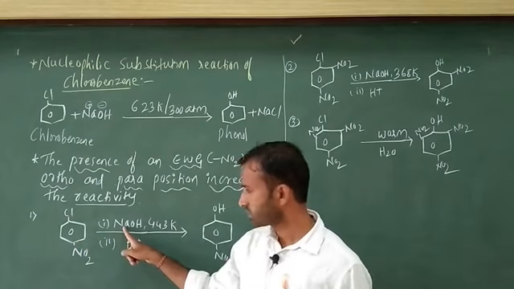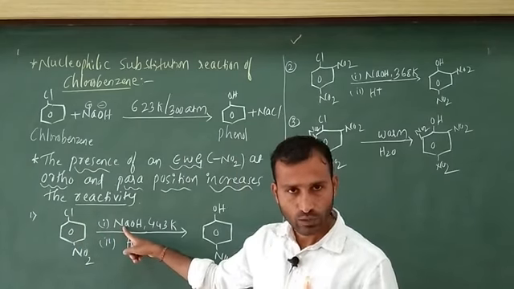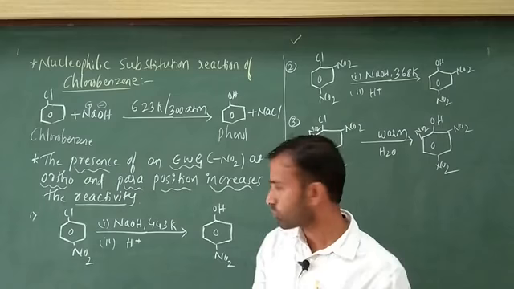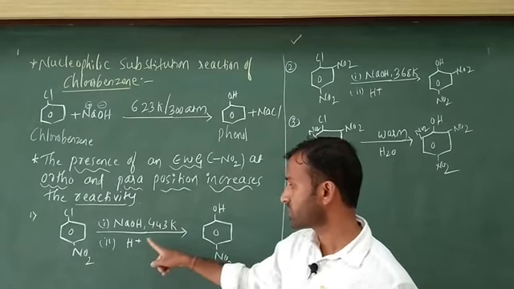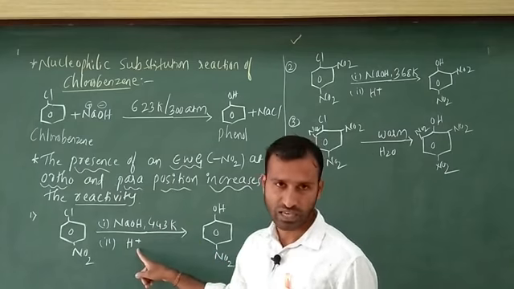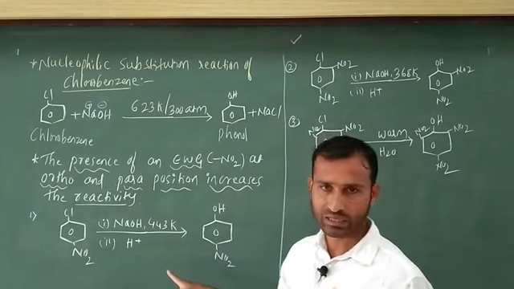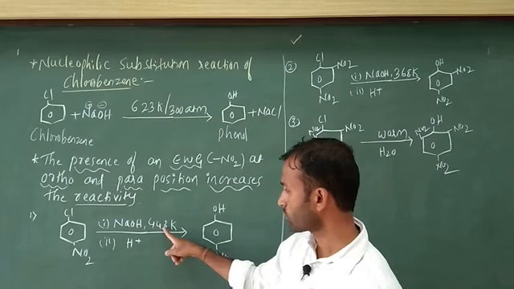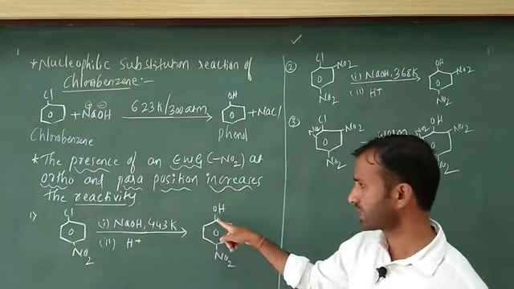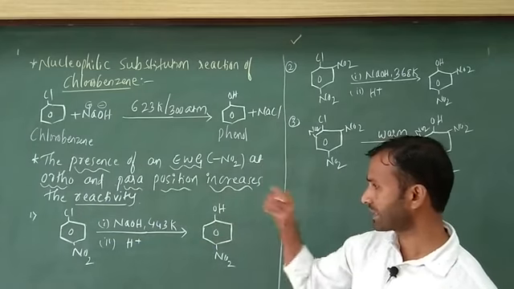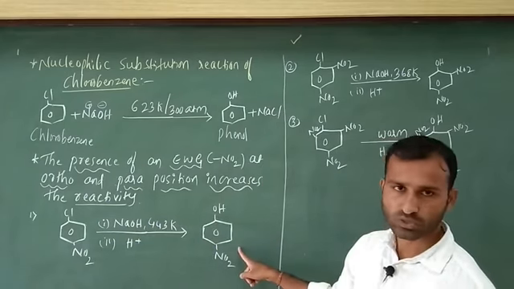First, they are going to add NaOH. The NaOH means this OH minus acts as a nucleophile. After that they maintain a temperature of 443 Kelvin. Next they maintain acidic media; H plus indicates acidic media. At 443 Kelvin, the Cl will go out and the OH is going to attack on that position, that carbon. Automatically there is a formation of product.